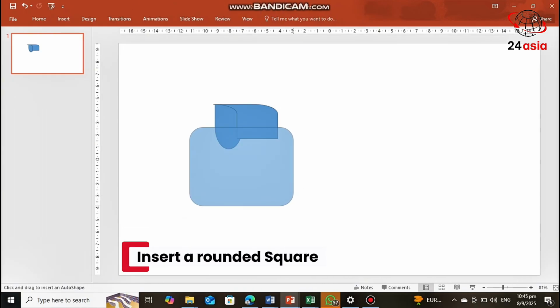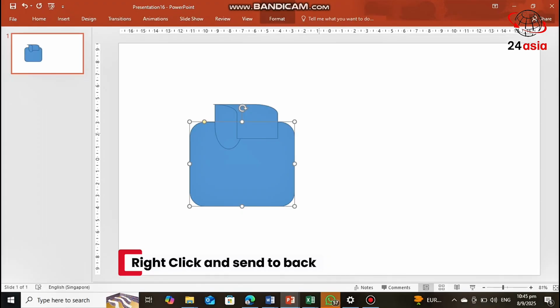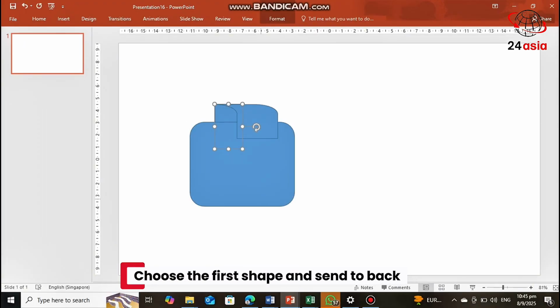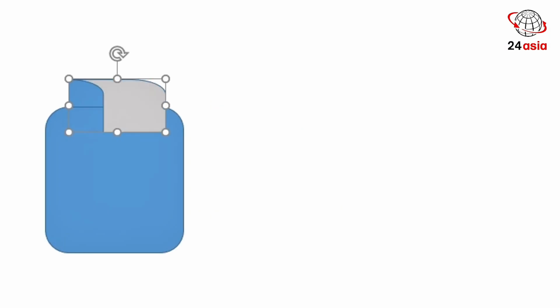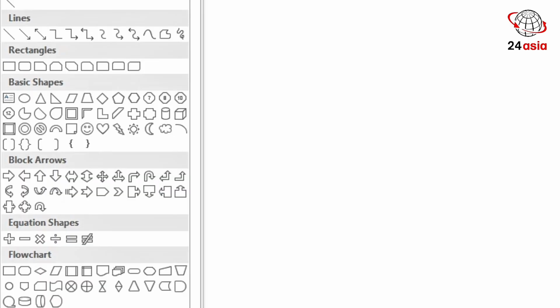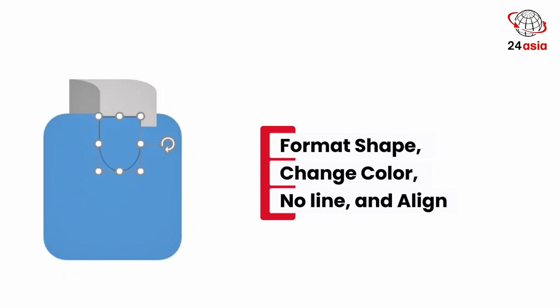Insert a rounded square. Right-click and send to back. Choose the first shape and send to back. Format shape, change color, select no line. Insert half oval shape. Format shape, change color, no line, and align.